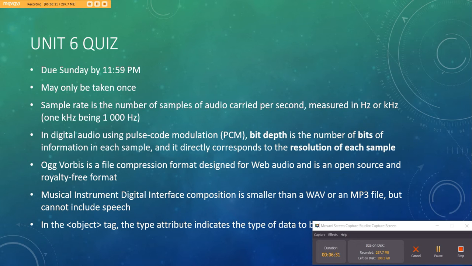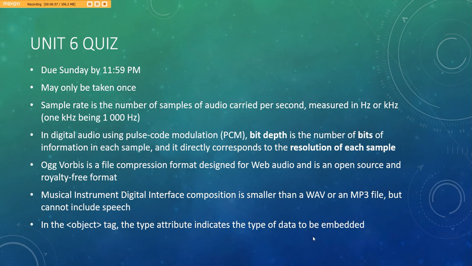Ogg Vorbis is a file compression format designed for web audio and is an open source and royalty-free format. Musical Instrument Digital Interface composition is smaller than a WAV or an MP3 file, but cannot include speech. In the object tab, the type attribute indicates the type of data to be embedded.